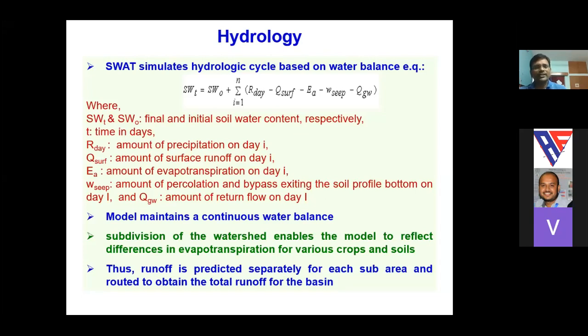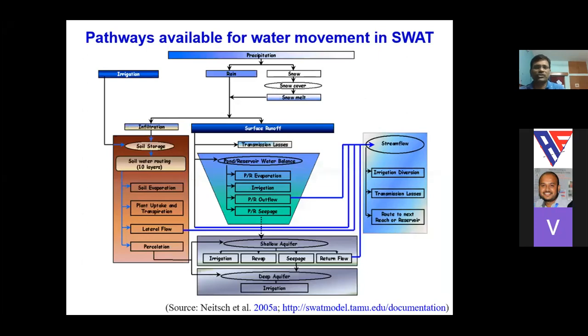Runoff is predicted separately for each sub-basin area and routed to obtain the total runoff for the basin. That means SWAT will simulate the runoff for each of the sub-basins, and finally it will give a total runoff at the outlet of the watershed. So this is, you can say, a brief flow chart of the SWAT model.